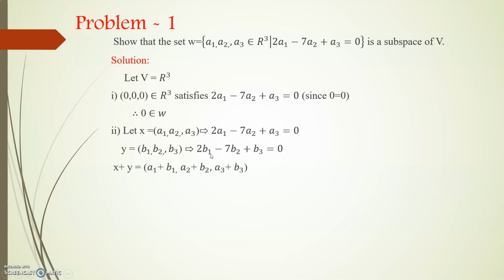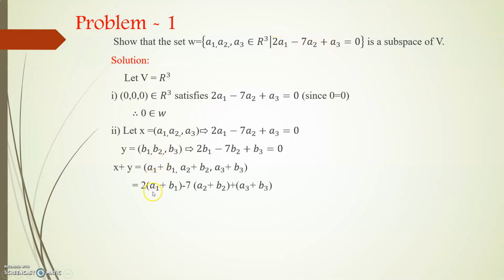Next we have to check x plus y. The elements of x are a1, a2, a3 and the elements of y are b1, b2, b3. Just adding the two, we get (a1 plus b1, a2 plus b2, a3 plus b3). Here a1 plus b1 is one element, a2 plus b2 is another element, and a3 plus b3 is another element. If we have the three elements, we have to write the equation in this form.